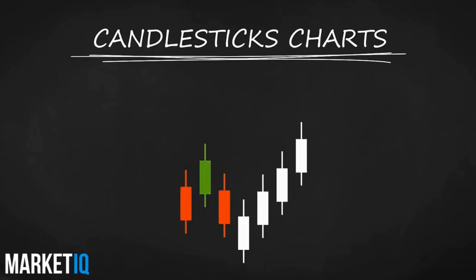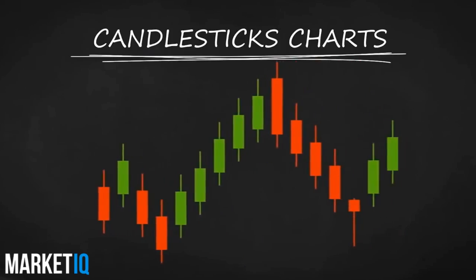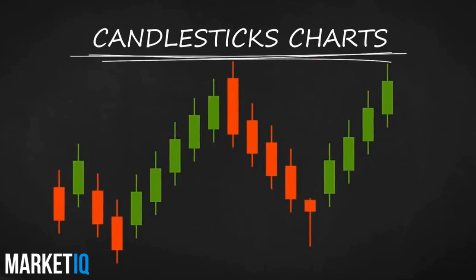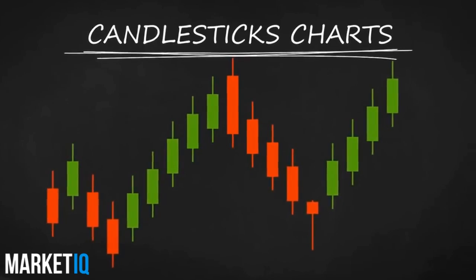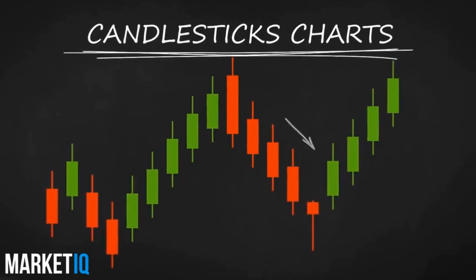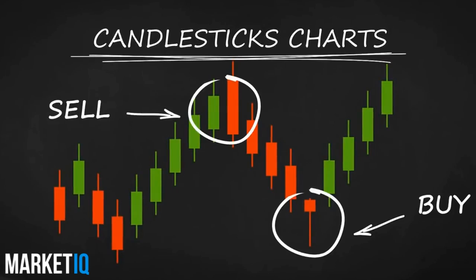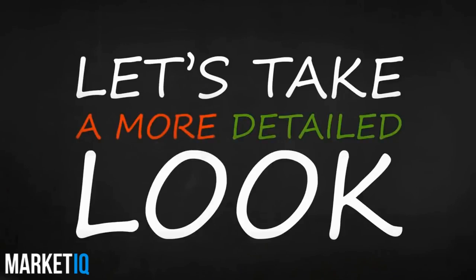Such a chart consists of red and green candlesticks, or candles, lined one after another. Each candle gives you detailed information about the price movement within a specified time interval. In fact, Japanese candlesticks are the best way to visualize the ups and downs of a price so that you can spot potential opportunities to buy or sell. Let's take a more detailed look.